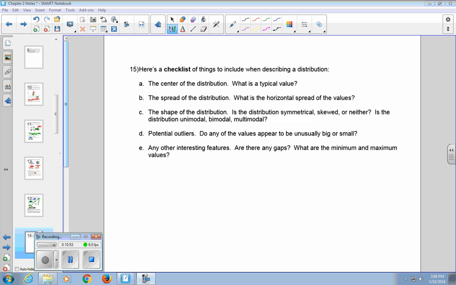Potential outliers, do any of the values appear to be unusually big or small? And then are there any other interesting features? Are there any gaps? What are the minimum and maximum values?